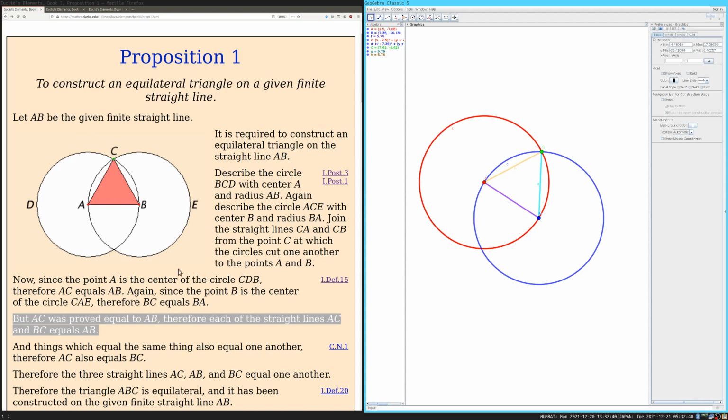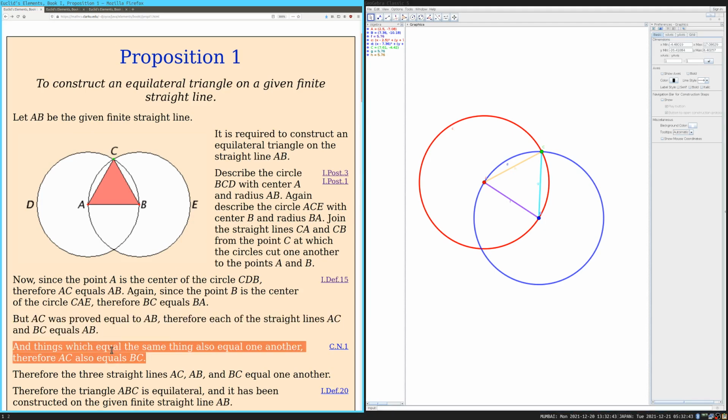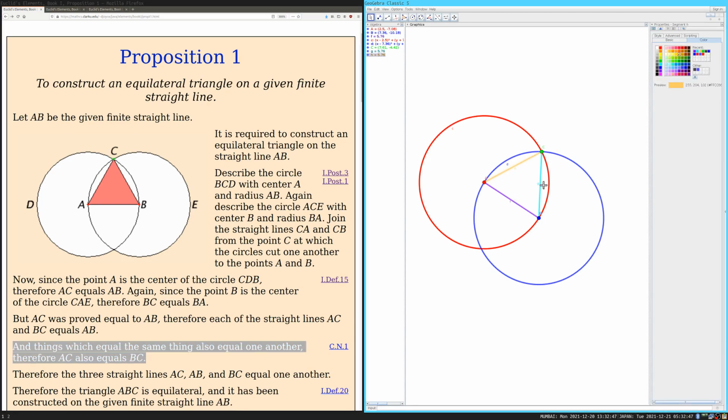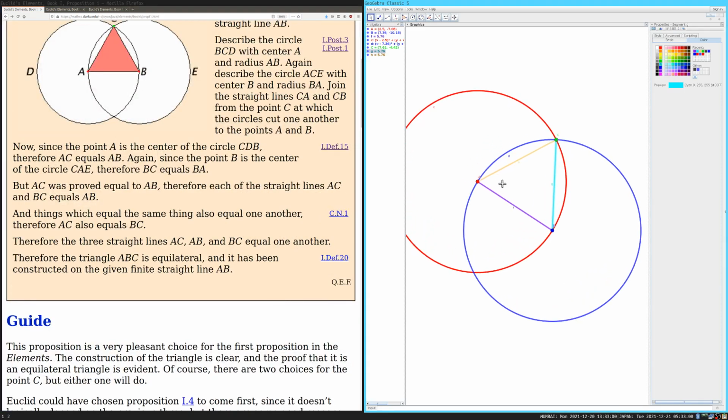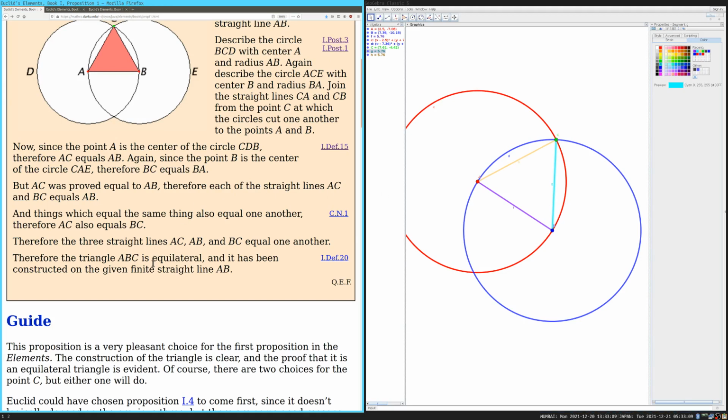Anyway, things which equal the same thing equal one another. So both blue, yellow and turquoise both equal purple, so therefore they are equal. That's what this line is, which is common notion 1, which is things that equal the same thing equal one another. Therefore, the three straight lines AC, AB, and BC all equal one another. Therefore, it's equilateral, and it's been constructed. There we are.